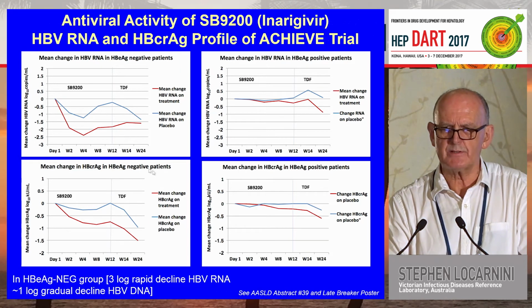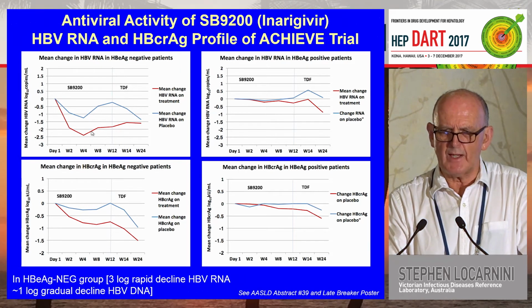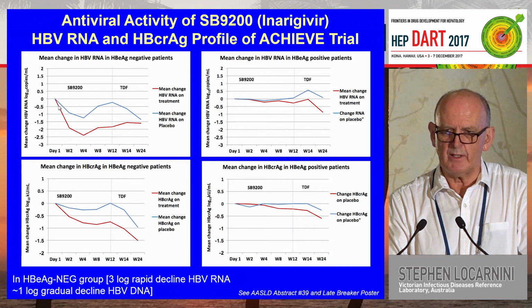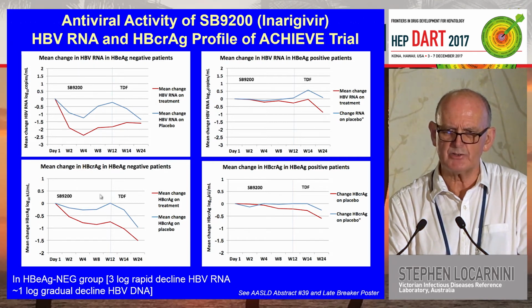In the clinical studies, the drug had an amazing effect. This is the 25 milligram dose from the clinical trial, the Achieve study, just presented at AASLD a few months ago: a 3-log reduction in the HBV packaged RNA and a 2-log reduction in the core-related antigen, mainly in e-antigen negative patients.